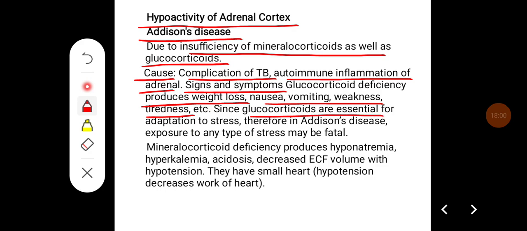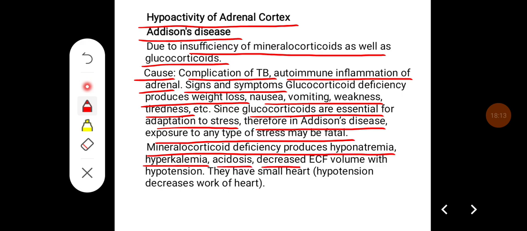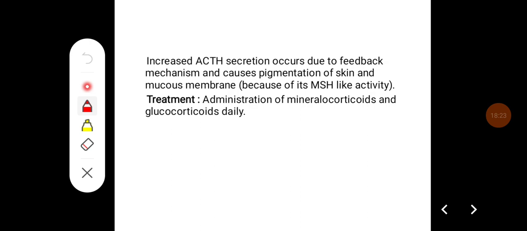Since glucocorticoids are essential for adaptation to stress, in Addison's disease, exposure to any type of stress can be fatal. Mineralocorticoid deficiency produces hyponatremia, hyperkalemia, acidosis, decreased extracellular fluid volume with hypotension, and they have a small heart, and the hypotension decreases the work done by the heart. Increased ACTH secretion occurs due to the feedback mechanism and produces pigmentation of the skin and mucous membrane because its activity is very similar to melanin stimulating hormone.